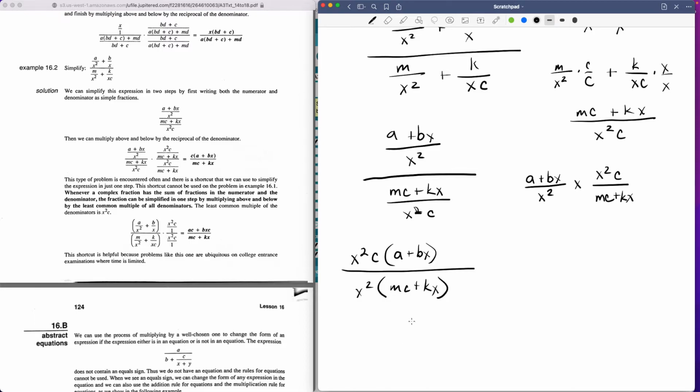Alright, so now I'm going to look and see if there's anything I can factor out while I'm doing this. And there is. I can actually remove this x squared because I have an x squared and an x squared both in my problem. So these go away. That gets factored out. So my answer is going to be c times a, which is going to be ac plus bcx because I'm doing it in alphabetical order. And then this is just what it is, mc plus kx. And that is going to be my final answer.